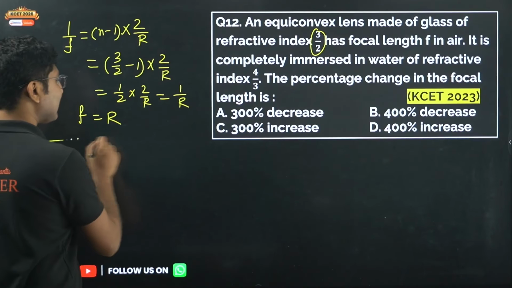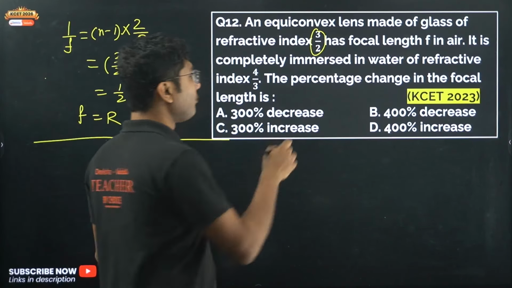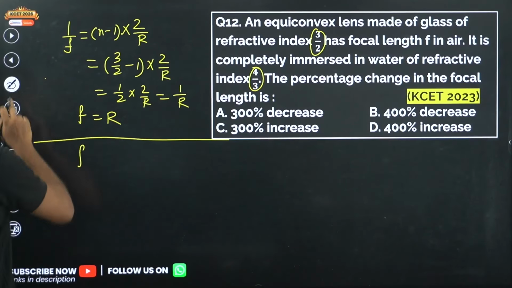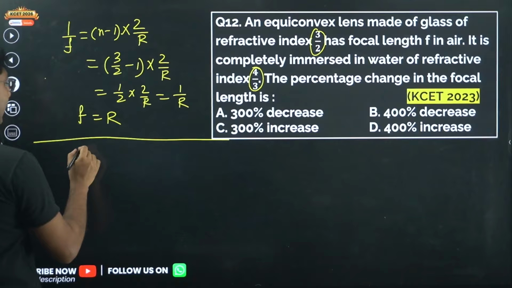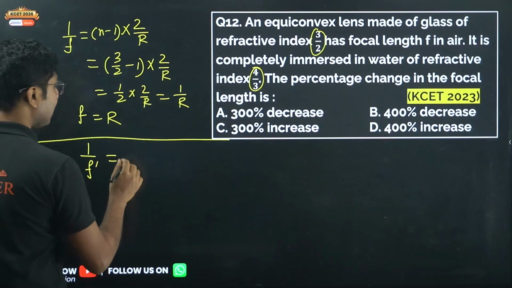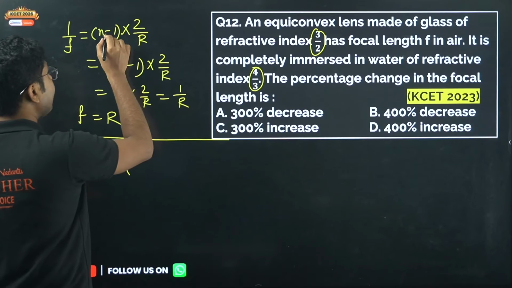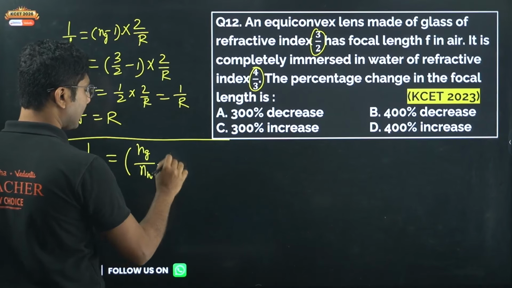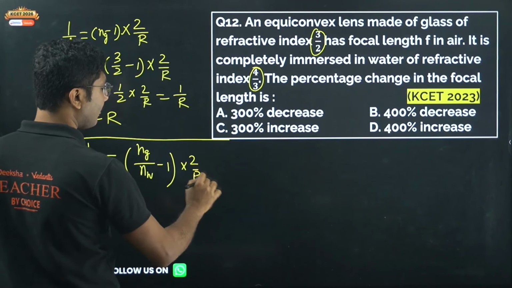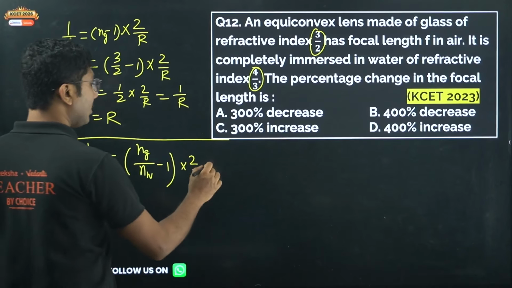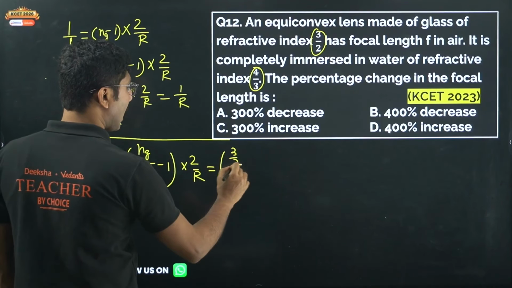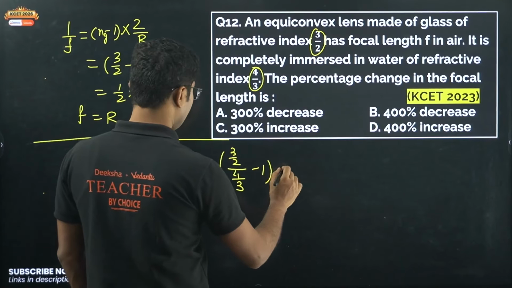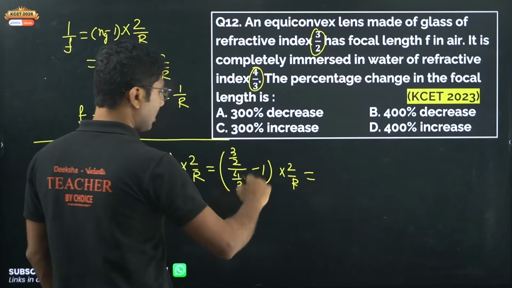Now what happens? You immerse this entire system into water of refractive index 4/3. So what will be the new focal length? The new focal length, say f dash, can be written again using the Lensmaker's equation. Only thing that will change over here is that now you have n glass divided by n water minus 1. Everything else remains the same. Now we will put the value of n glass as 3/2 and n water as 4/3, minus 1, into 2/r.